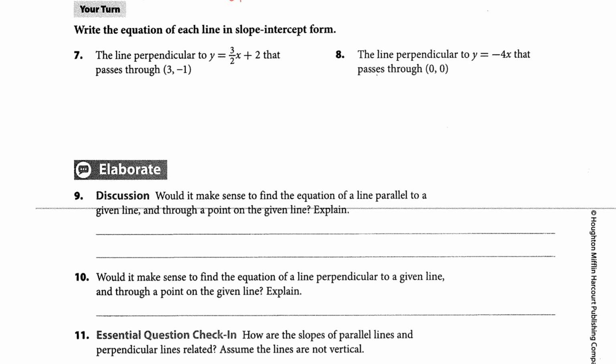Write the equation of each line in slope-intercept form. The line perpendicular to y equals 3 over 2x plus 2 that passes through 3, negative 1. Again, we're going to start with point slope form. We're replacing m with the negative or opposite reciprocal. So instead of 3 over 2, we'll have 2 over 3, but it's going to be negative. We also need to replace x1 with 3 and y1 with negative 1. Now we need to simplify.